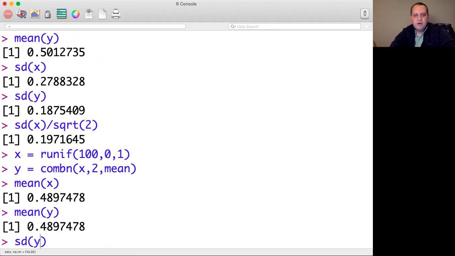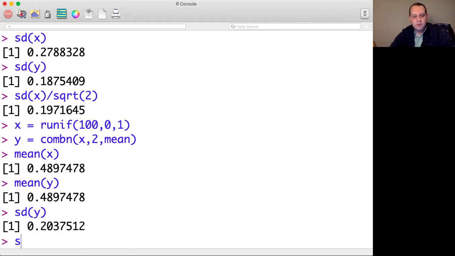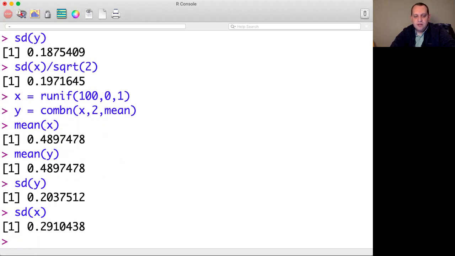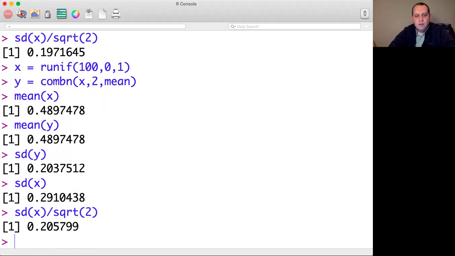So the mean of each of these sets should be the same, but the standard deviation of Y is 0.203. The standard deviation of X is 0.2910. And what I really want is the standard deviation divided by the square root of 2. That should be really close to 0.203. And we're getting closer and closer, so it's 0.205. And again, if we had more values, say 1,000 values, this would be closer and closer still.